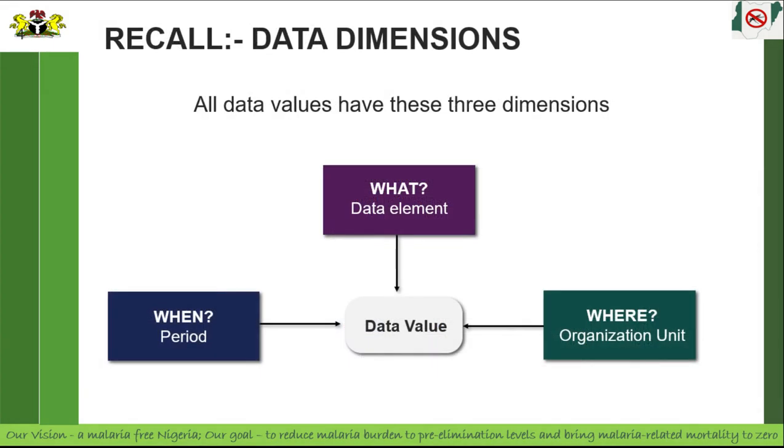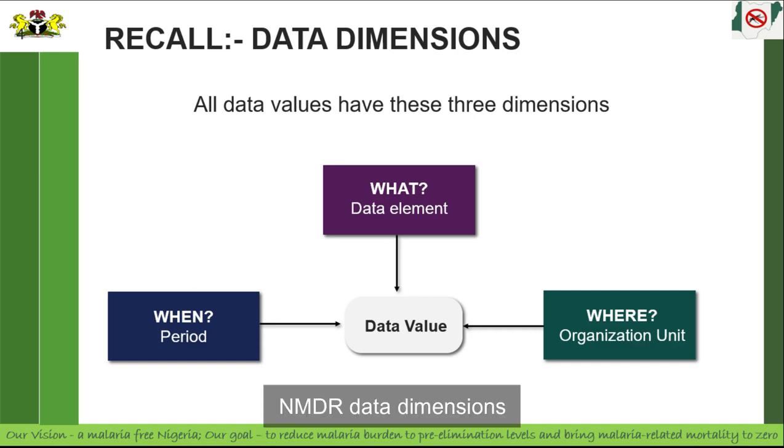Going over the data dimensions, there are three data dimensions: the what, the when, and the where. The when dimension represents the period, which is the time when the data is being collected. For example, we could have February 2020, we could have 2nd of March 2019, etc.